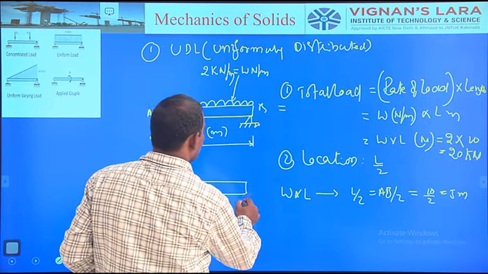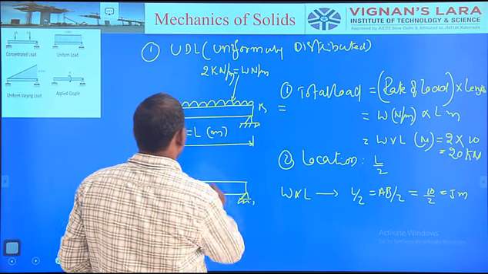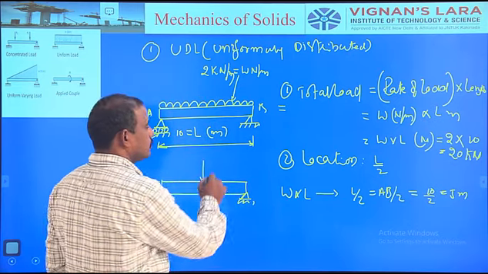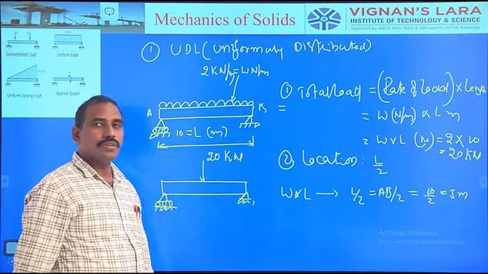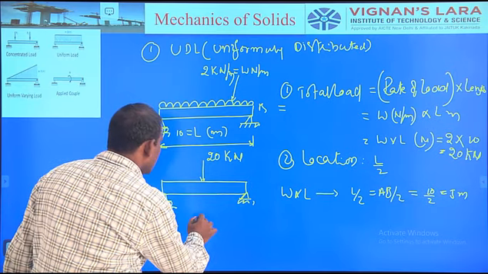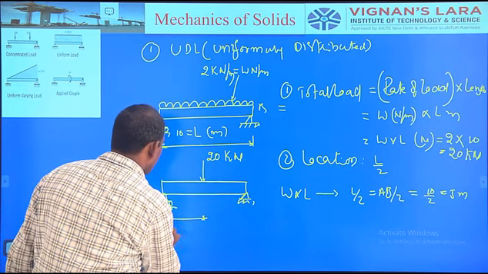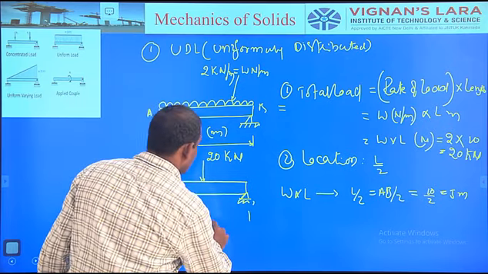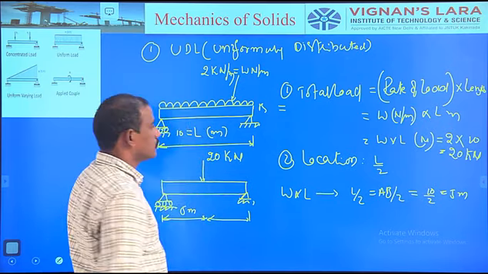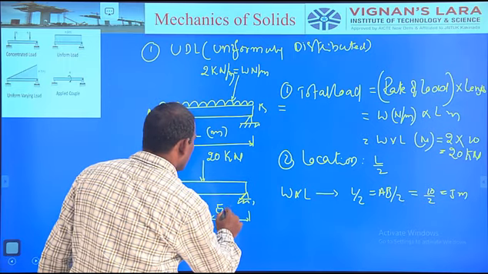This is the other support at end B. The 20 kilonewtons is concentrated vertically downward, so it is at a distance of simply 5 meters. This is the very important one. So then what we have to do? We have to concentrate on 2 points.